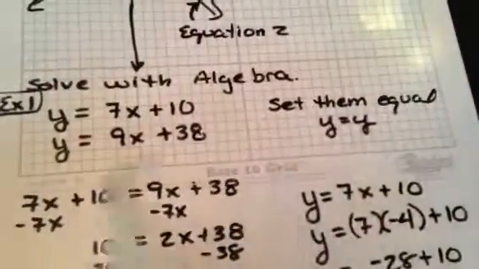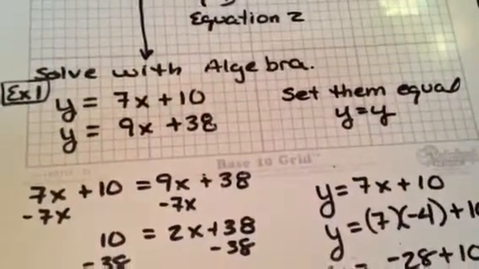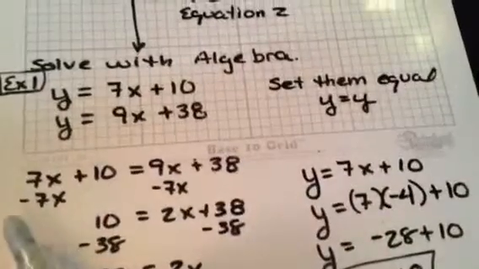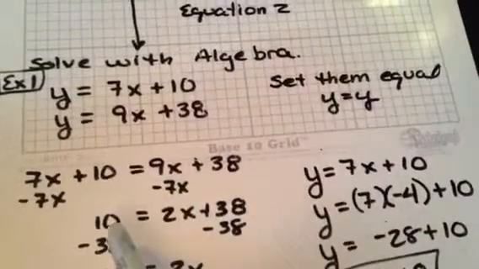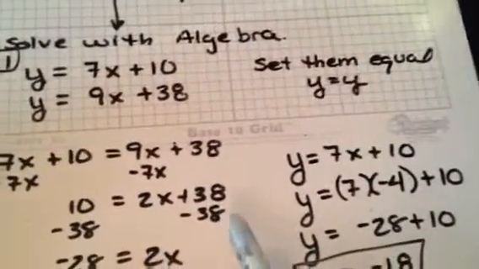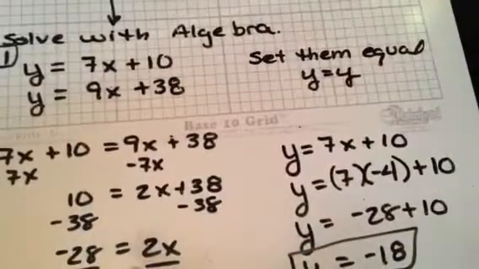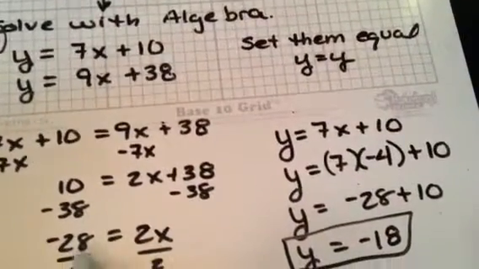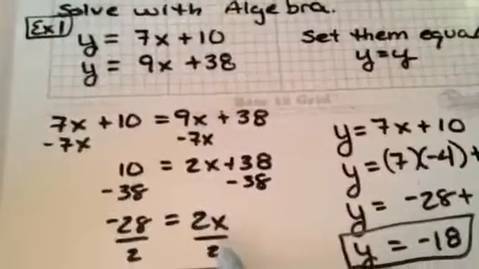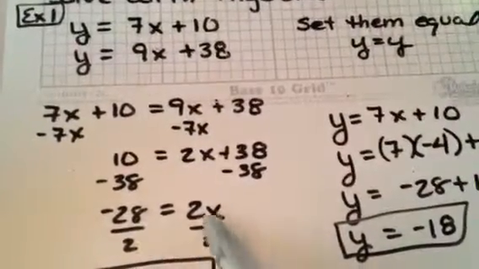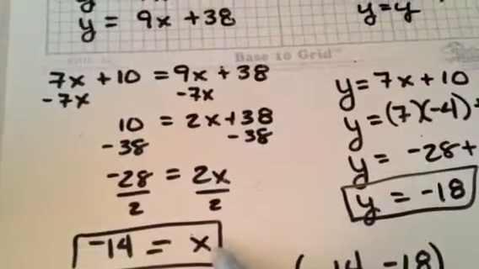So once I have that, now I can do what we've been doing in the previous sections. I take away 7x from both sides. That gives me 10 equals 2x plus 38. I take away 38 from both sides. That gives me negative 28 is equal to 2x. I then divide both sides by 2, and that gives me negative 14 is equal to x.